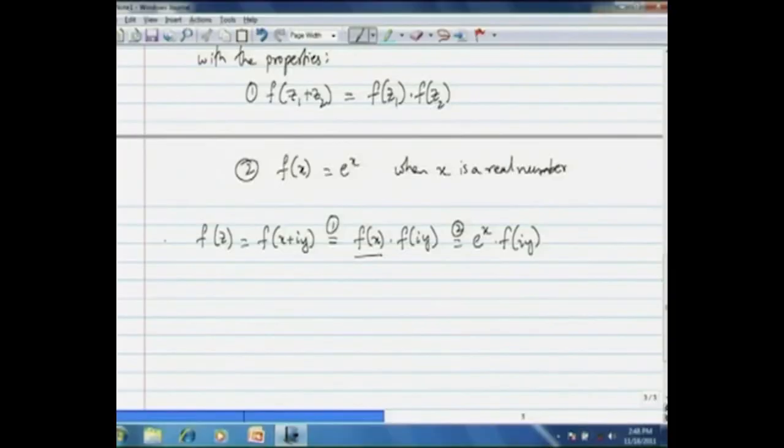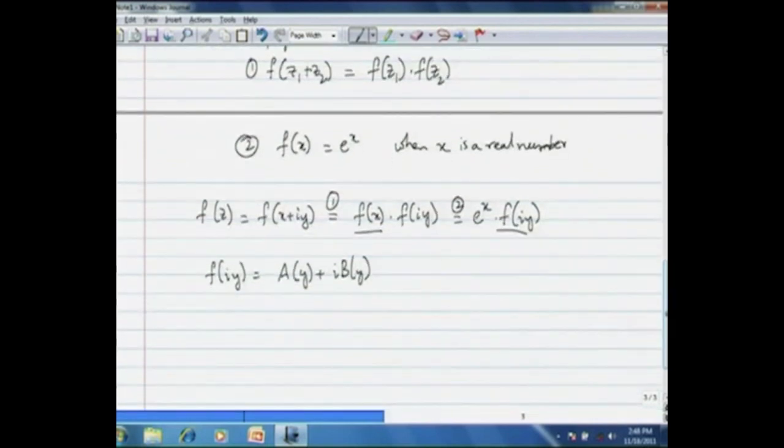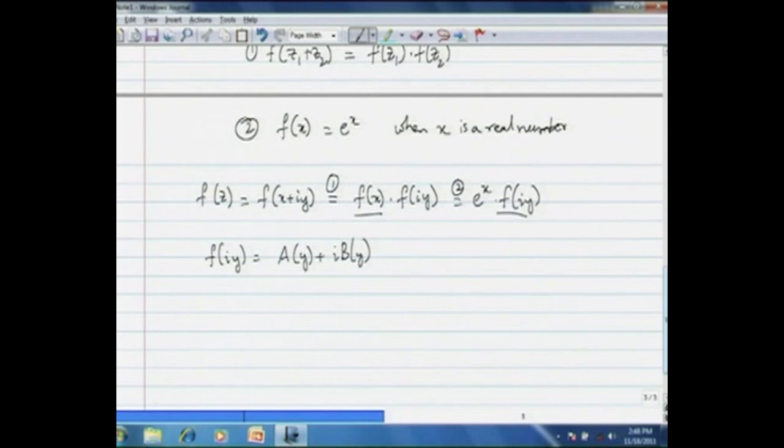Further, what we require is that f of I y, if we write that as a of y plus I times b of y. So, I am writing the function f of I y into its real and imaginary parts. I am separating it into its real and imaginary parts. Then what I get is f of z should look like e power x a of y plus I times e power x b of y.